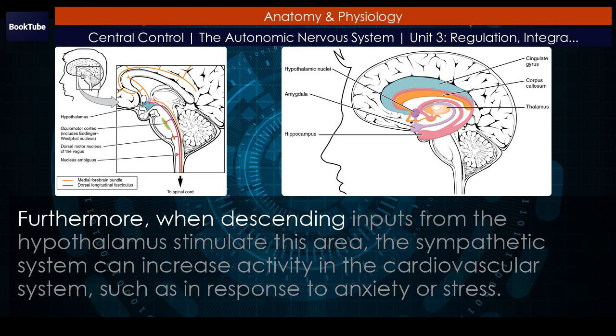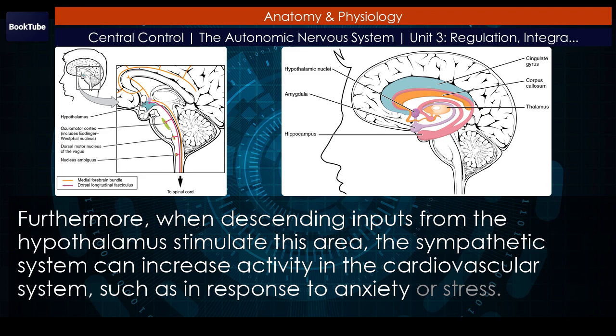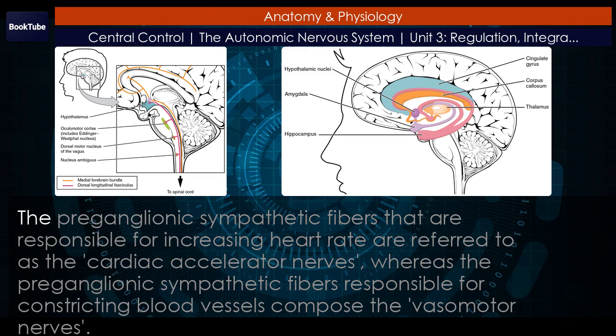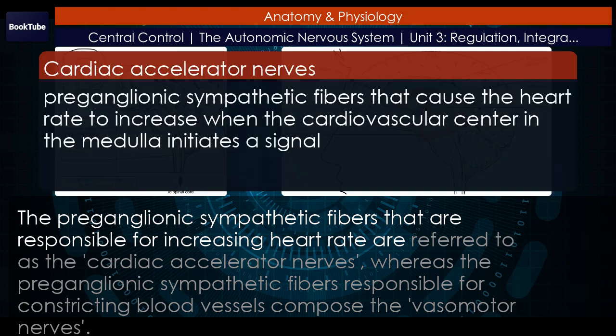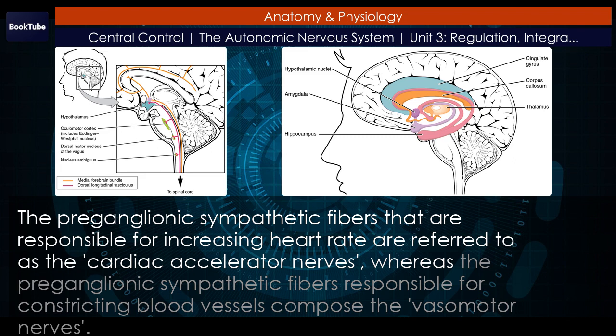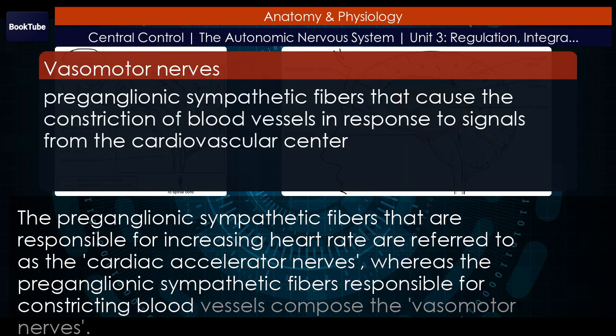Furthermore, when descending inputs from the hypothalamus stimulate this area, the sympathetic system can increase activity in the cardiovascular system, such as in response to anxiety or stress. The preganglionic sympathetic fibers that are responsible for increasing heart rate are referred to as the cardiac accelerator nerves, whereas the preganglionic sympathetic fibers responsible for constricting blood vessels compose the vasomotor nerves.